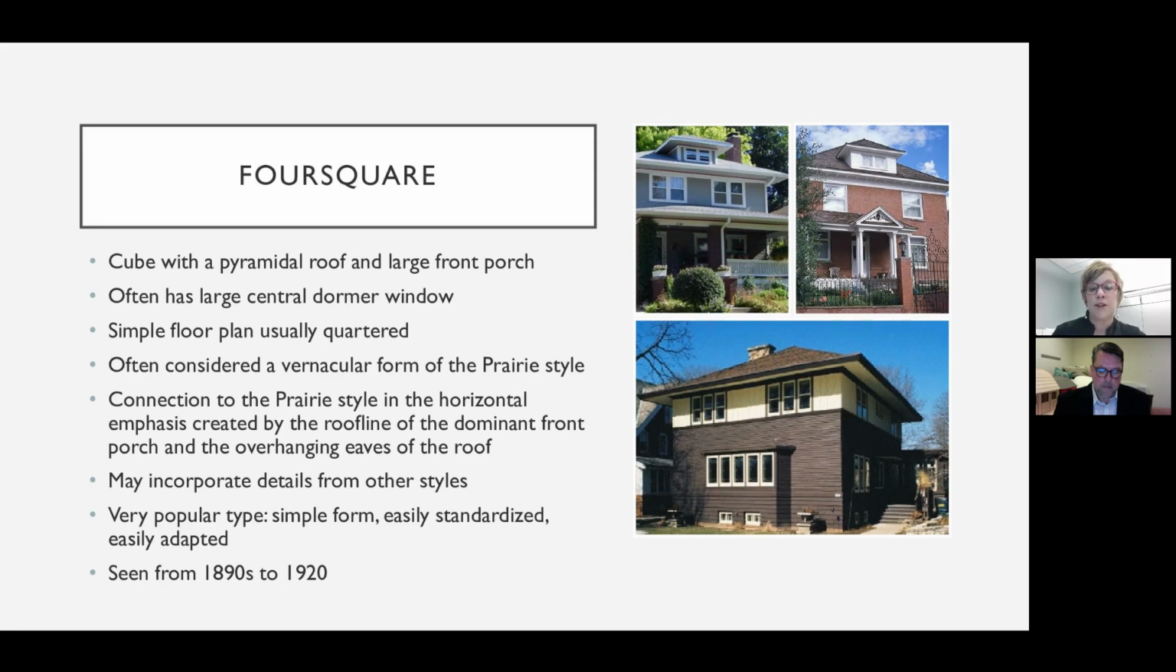So you can have an example like you see there at the bottom that is a Foursquare with a really strong prairie influence. But you can also have a Foursquare like you see at the top there that has classical influence. So it was a pretty adaptable form that you could put different stylistic elements onto. And it was particularly popular in the Midwest. In some parts of the Midwest, they call it the corn cube, because it's in all the corn growing states. In Denver, we just call it the Denver Square because it's so popular in Denver.